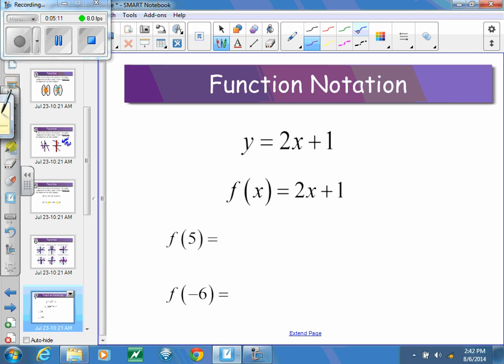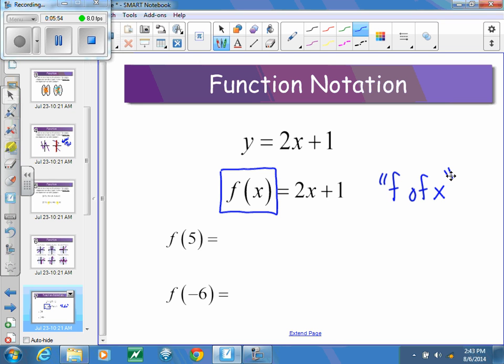And function notation is just a fancy way of writing out a problem instead of using the y equals. It also allows us to give a name to the function, kind of like a nickname, so that we can address it by a letter of the alphabet rather than reading out the entire equation itself. So here I have y equals 2x plus 1, and I can name that function by using this notation here, which is not f times x. It's saying f of x equals 2x plus 1. So this is just reading f of x equals 2x plus 1.